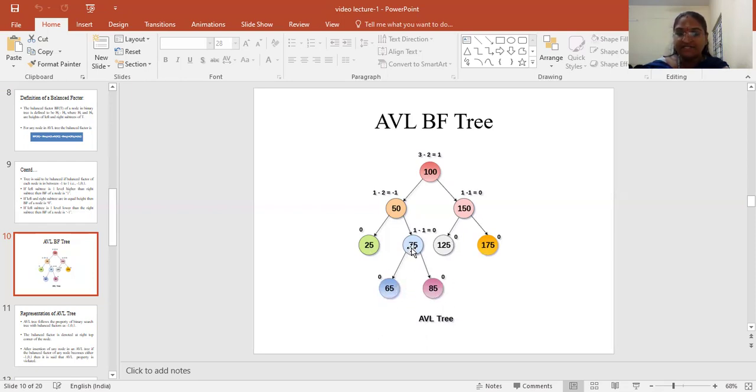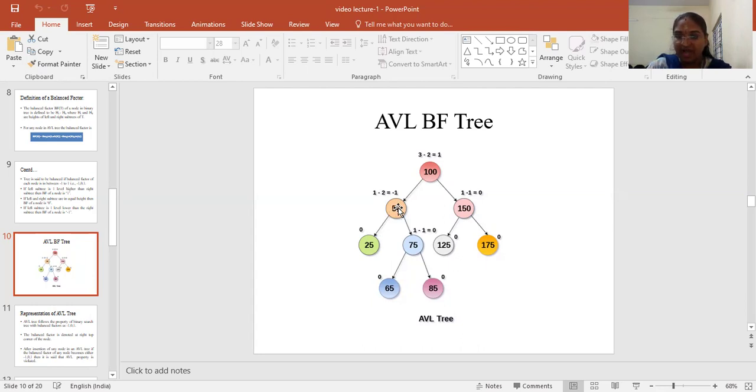Now coming towards 75. As 75 has equal children, the left and the right children, here, as it is a left child, it is on a one part, a one, and it also has another child at the right side, so minus one. What is the balance factor formula? Left should be subtracted from the right. So both have one, one. 1 minus 1 is equal to 0. So what is the balance factor of 75? It is 0.